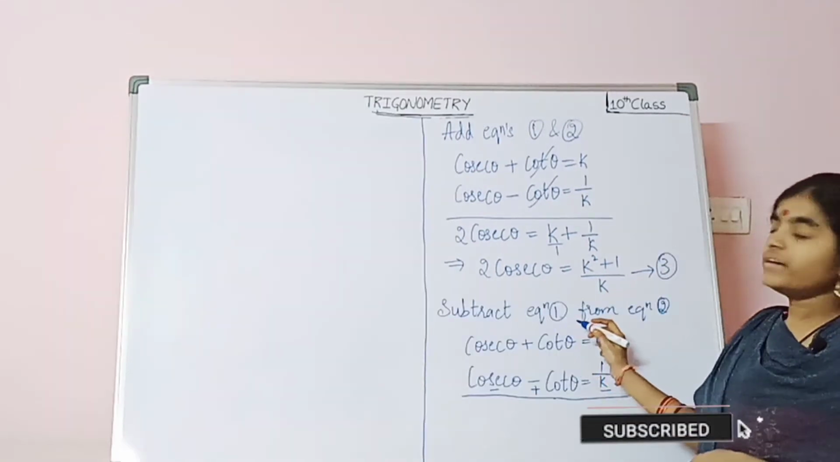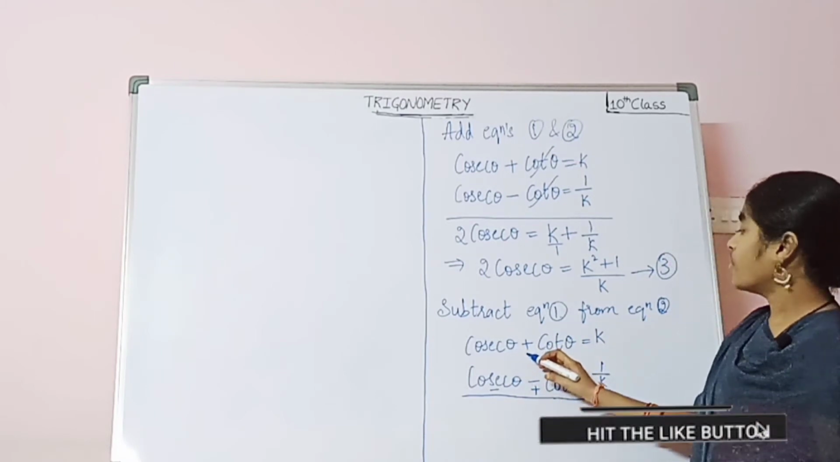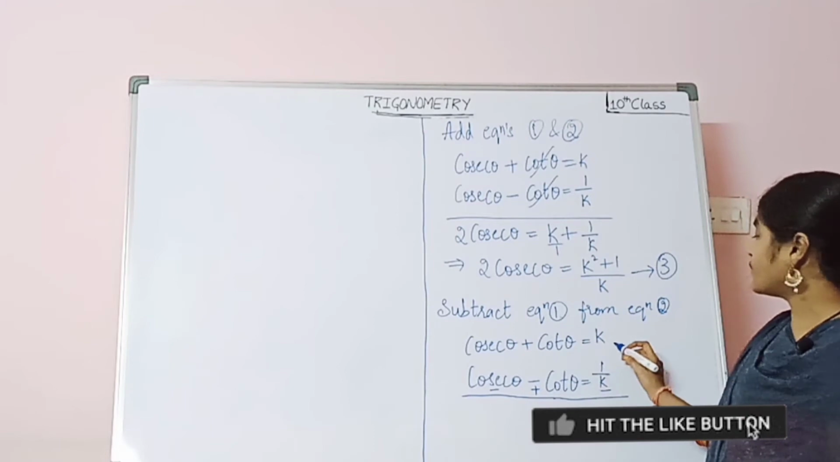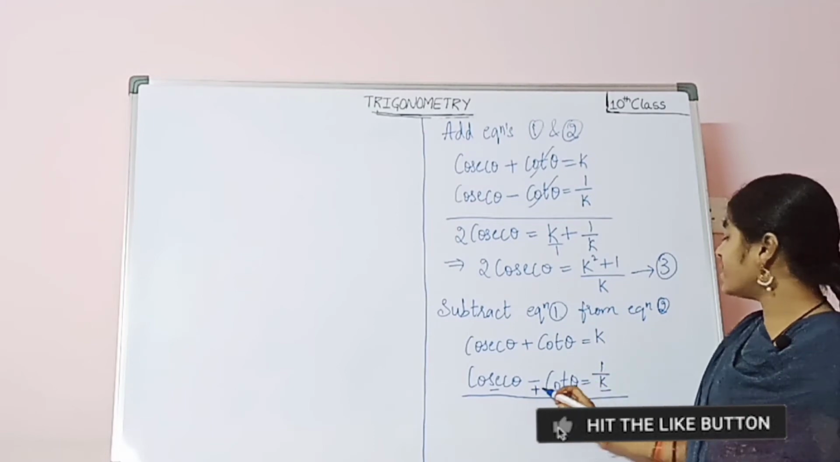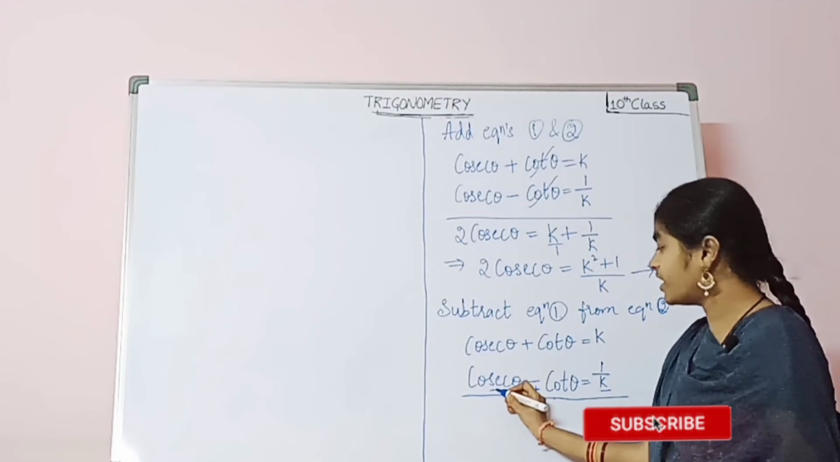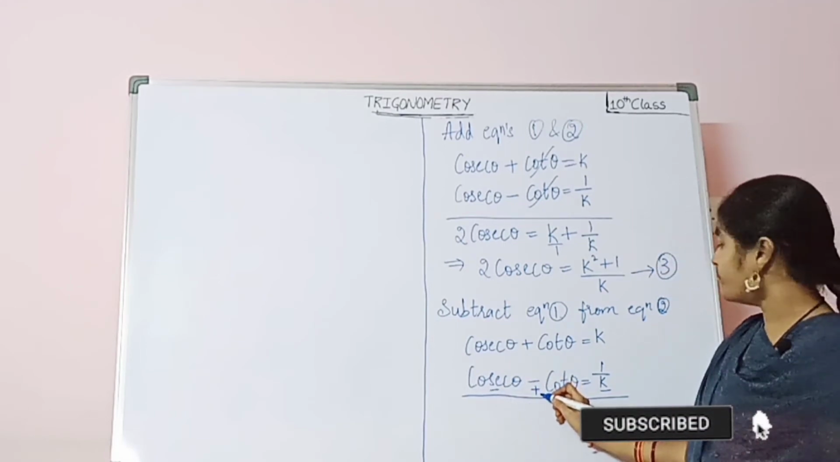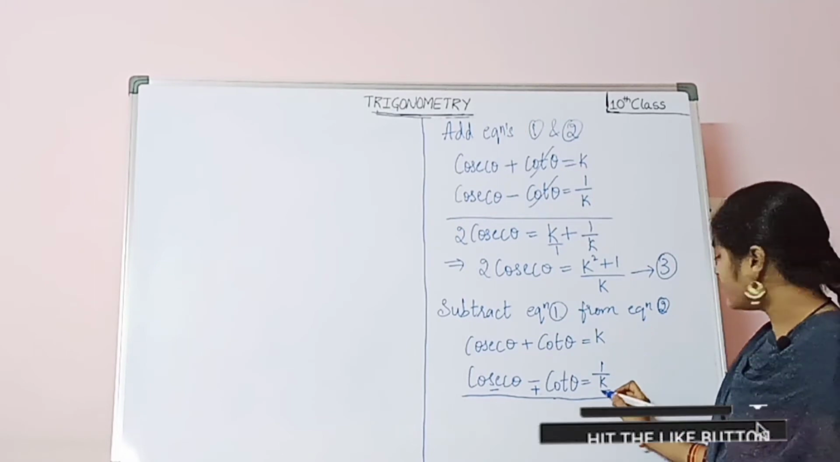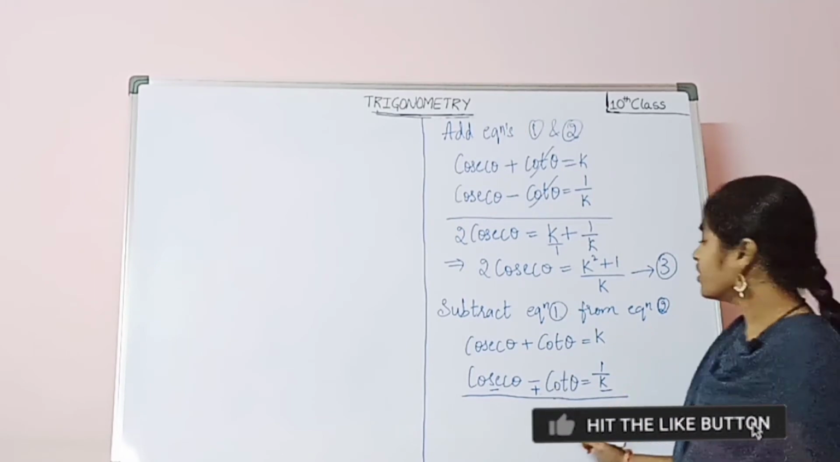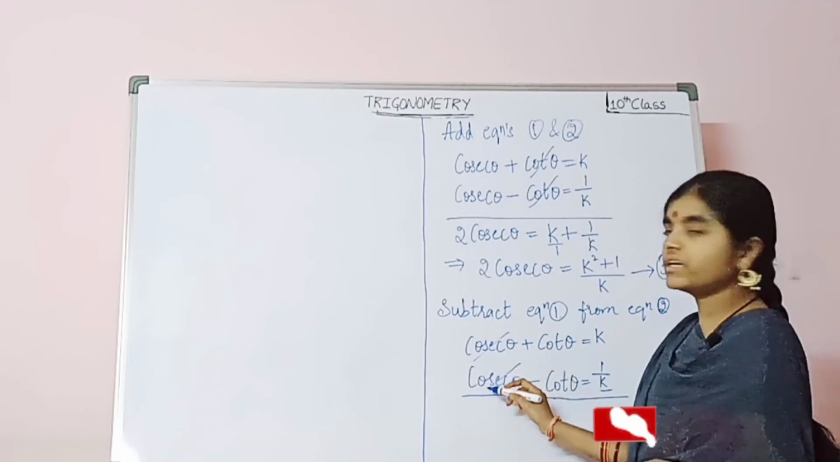Now subtract equation 2 from equation 1. Equation 1: cosecant theta plus cot theta equals K. Equation 2: cosecant theta minus cot theta equals 1 by K. Here both are plus, so we take minus. Here minus is there, so we take plus. Both are plus means here we should take minus. Now plus cosecant theta and minus cosecant theta are cancelled.